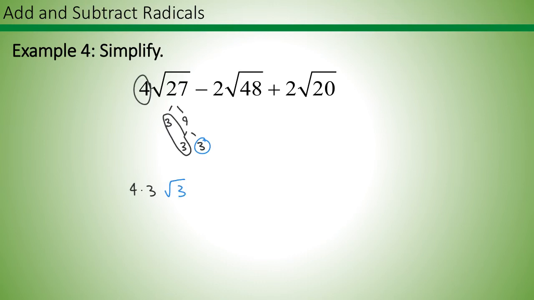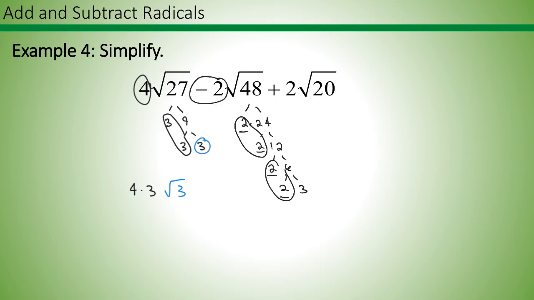Okay, and then let's simplify the next one. Okay, so I have 2 and 24, 2 and 12, 2 and 6, 2 and 3. So I've got 1, 2, 3, 4. I can make 2 pairs of 2s, and I already had this negative 2 on the outside. So that's going to be minus 2 times 2 times 2. And again, root 3 is stuck on the inside.